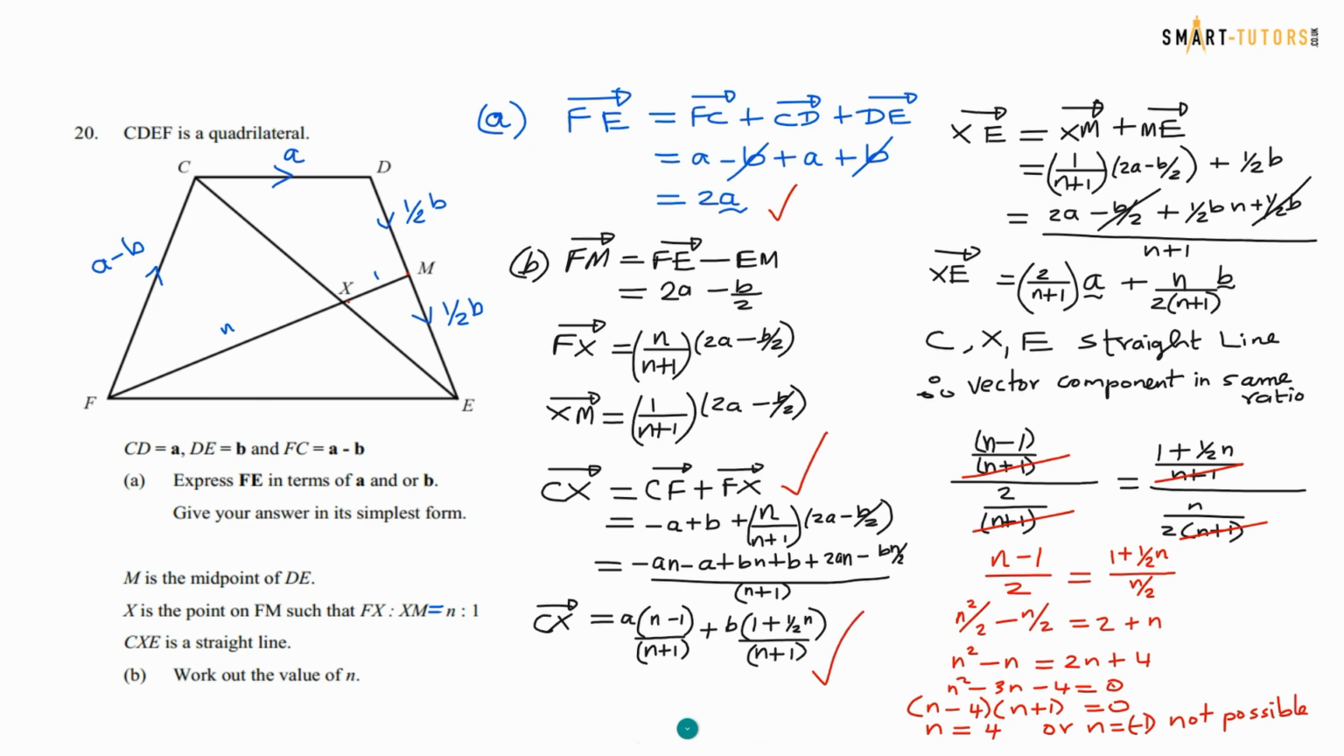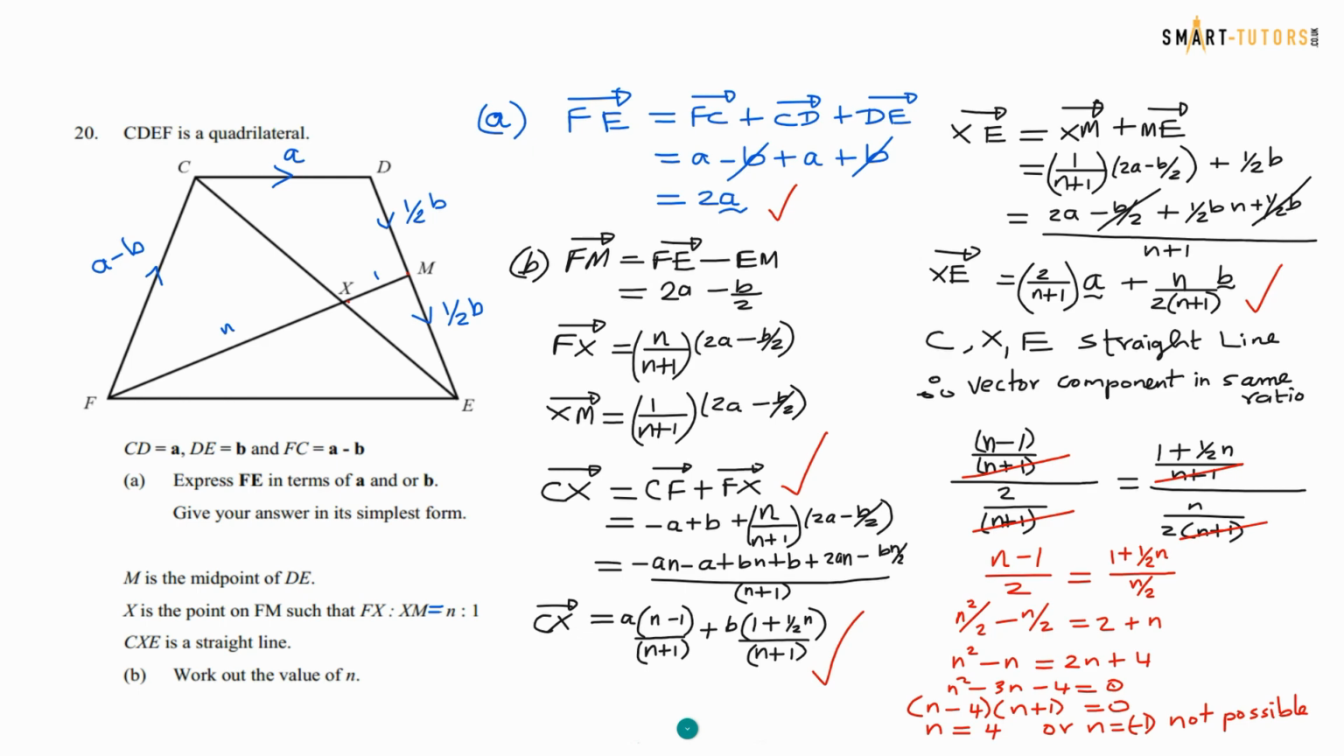So XE is the next one because we are going to do the ratio theorem. XE vector, the component has to be in a ratio. So XE is XM plus ME. XM we already found somewhere here. So you do your algebra and you find this one. Now we are going to write CXE. It's going to be in a straight line. So the vector components are going to be in the same ratio.